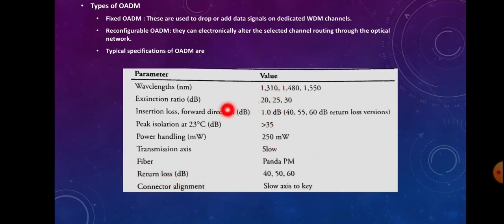These are shown in this table, and wavelengths of 1310, 1480 and 1550 nanometer are used for OADM. You can see the power handling is 250 milliwatt, the fiber is Panda PM, and return loss is 40 or 50 or 60. These are the parameters of this OADM, that is optical add drop multiplexer, and this is all about the optical add drop multiplexer.